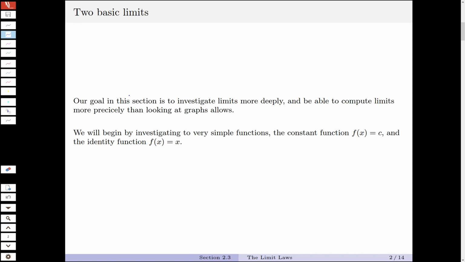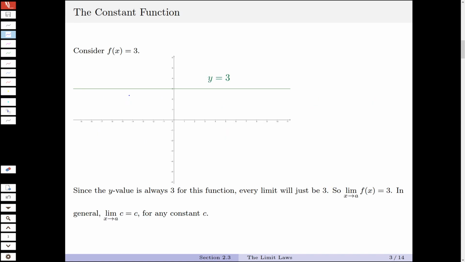The first is we're going to find some limits of some basic functions, and then we're going to look at how to combine limits together using our normal operations and see how that works with limits. So we're going to begin with two simple functions, the constant function f of x just equals a constant, and the identity function f of x equals x. So let's look at what these look like on a graph.